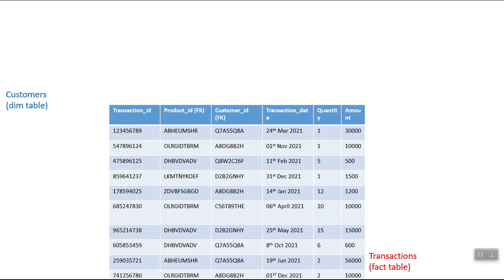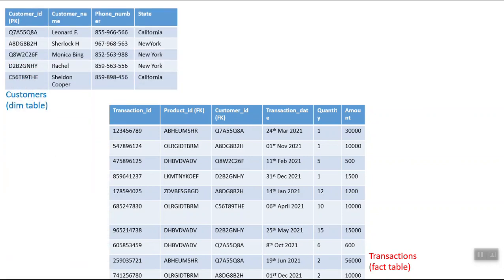So the first dimension table that we can look at is the customers table. You can see it has customer ID, which is again that alphanumeric column. Then you have customer name, where you have all the customers' names. Then you have their phone numbers in the next column, and then you have state. So using this table, now you can join it with the transactions table and answer a question like, what was the amount of sales that was done in the state of California.